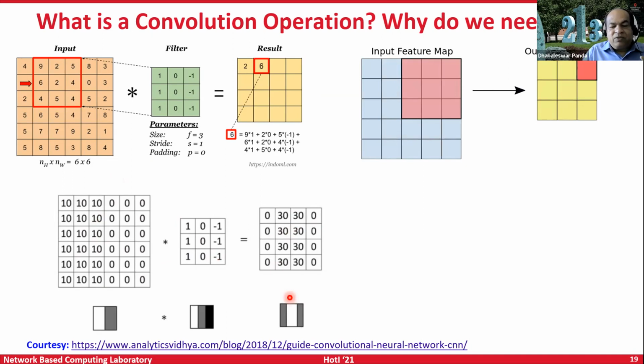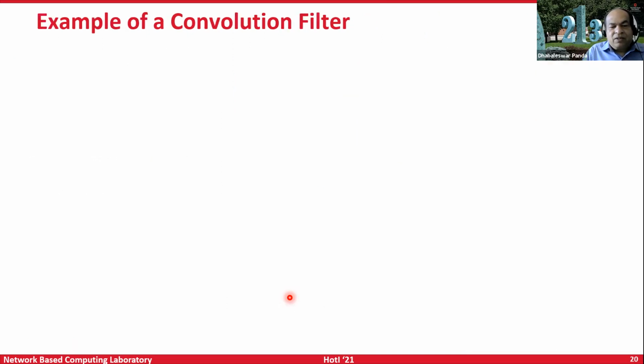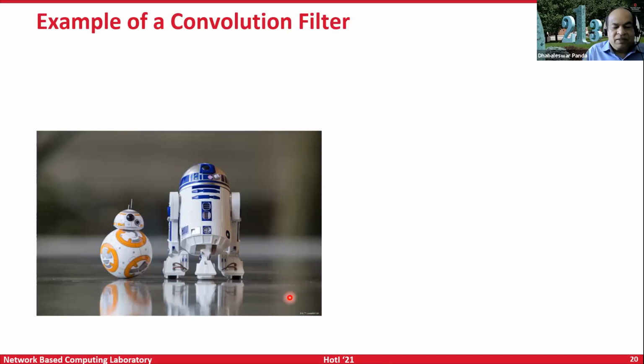This is only one filter. Different filters will give different features. In this case, it is a vertical edge. You can identify a circular edge, diagonal, all kinds of things you can extract. So here, just to give a complete example, I'm sure all of you would have seen this picture from the movie.